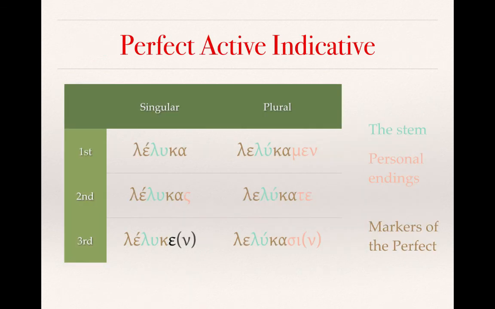So here is the chart for the perfect active indicative, and you can see the 6 forms have been laid out nicely for you. I've put the markers of the perfect tense there in the brown font. So, leluka, I have loosened. Lelukas, you singular have loosened. Leluken, he, she, or it has loosened. Lelukamen, we have loosened. Lelukate, y'all have loosened. Lelukasin, they have loosened. There is also a form of the perfect active infinitive, which is lelukenai.